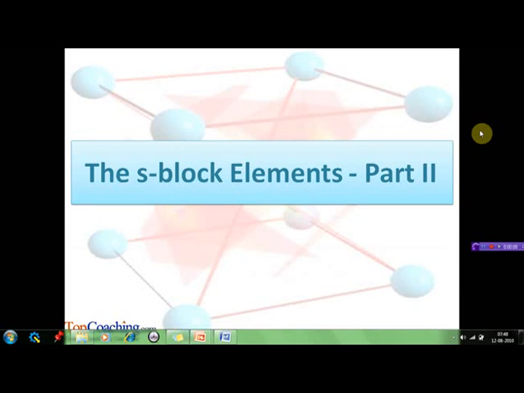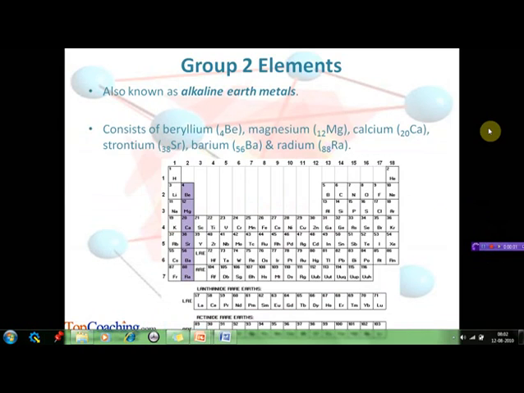In the second part of the S block elements, we are going to discuss the elements which are located in group 2 in the periodic table and are also famously known as alkaline earth metals. The group 2 elements consist of beryllium, magnesium, calcium, strontium, barium and radium. As we said, they are famously known as alkaline earth metals. The word metals because they are metallic in nature, alkaline because their oxides are alkaline in nature, and earth because their oxides are found in the earth.